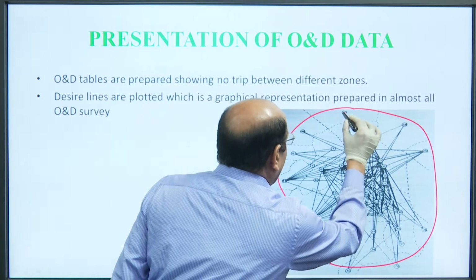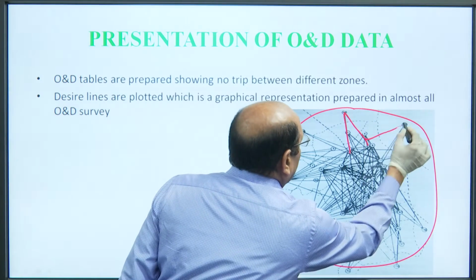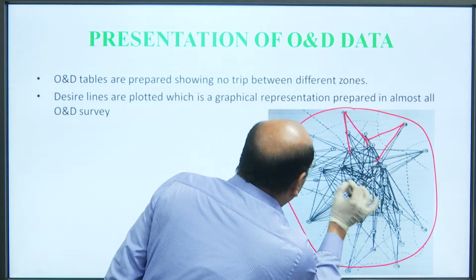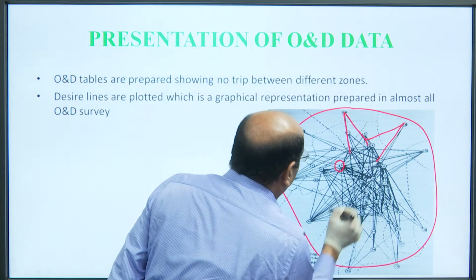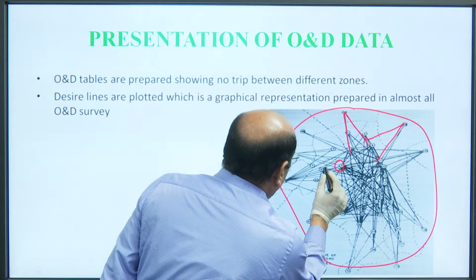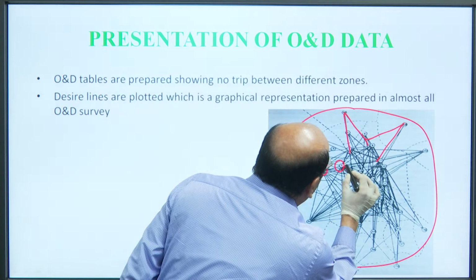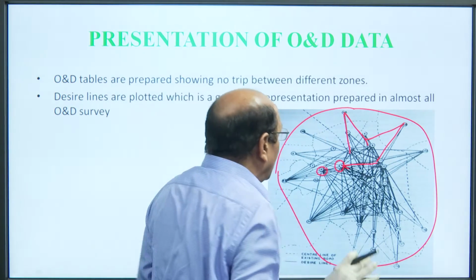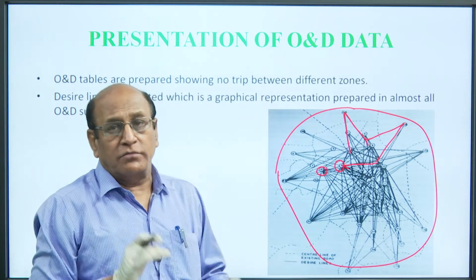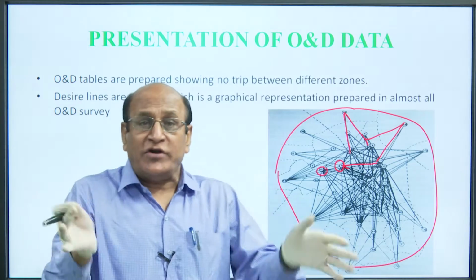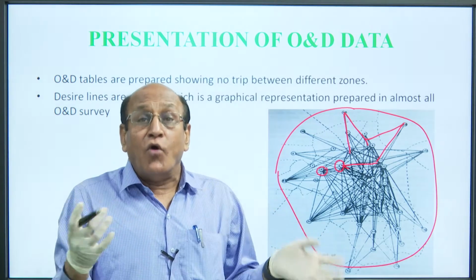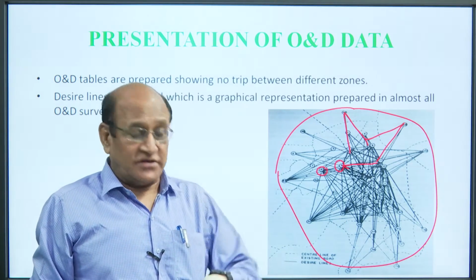These are all desired lines. But see here, this is the point. Here you see, the thickness of the desired line is more, meaning the number of trips in both directions is more in this presentation.